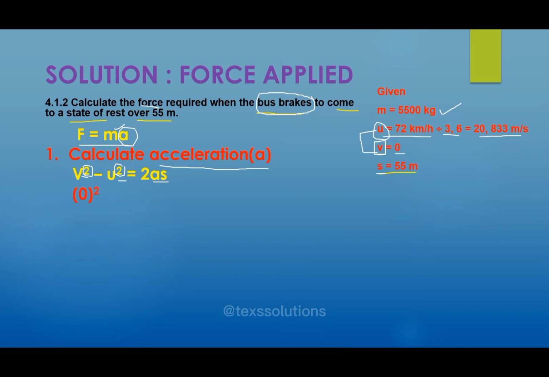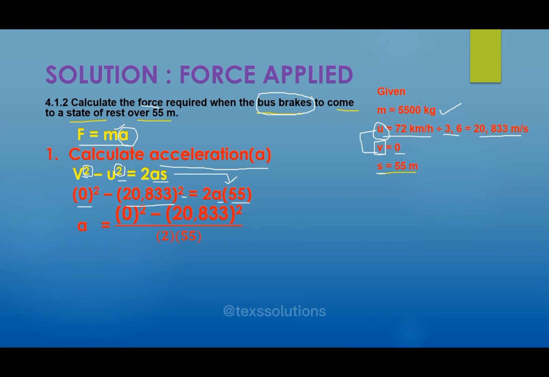Okay, so I'm going to input the initial and the final velocities. My final velocity is 0 squared. My initial velocity is 20.833 squared is equal to 2 times a, and we substitute the distance or the displacement here as 55. So I need to make a the subject of the formula. On this side, I notice that I have the 2 and the 55 multiplied to a. I need to do the opposite of multiplication, which is division, in order to make a the subject of the formula. So now it's going to look like this. Acceleration is equal to 0 squared minus 20.833 squared divided by 2 times 55.